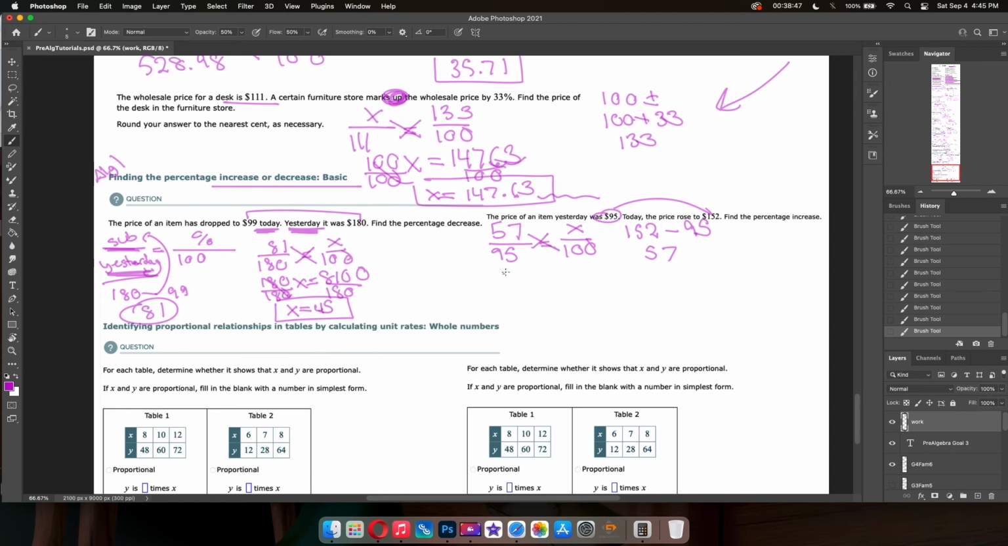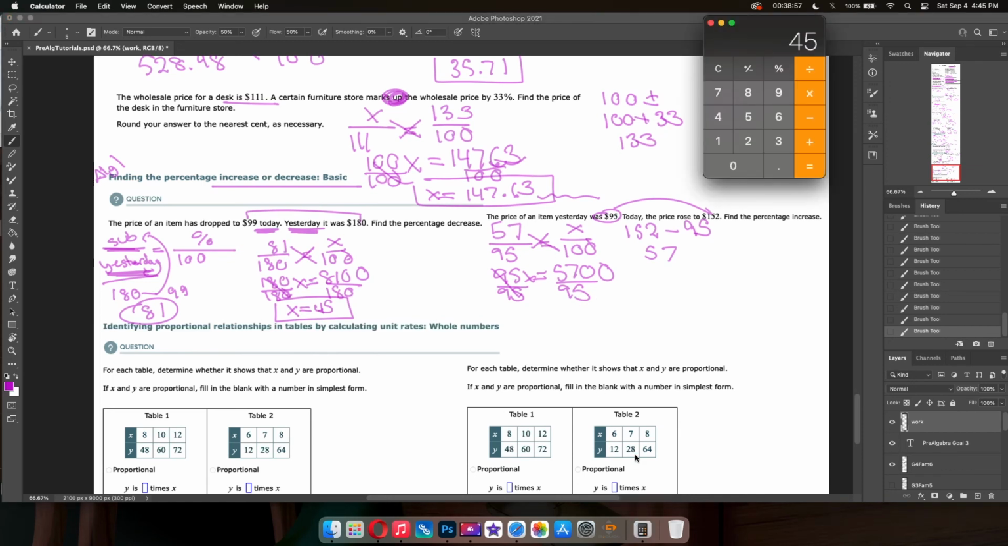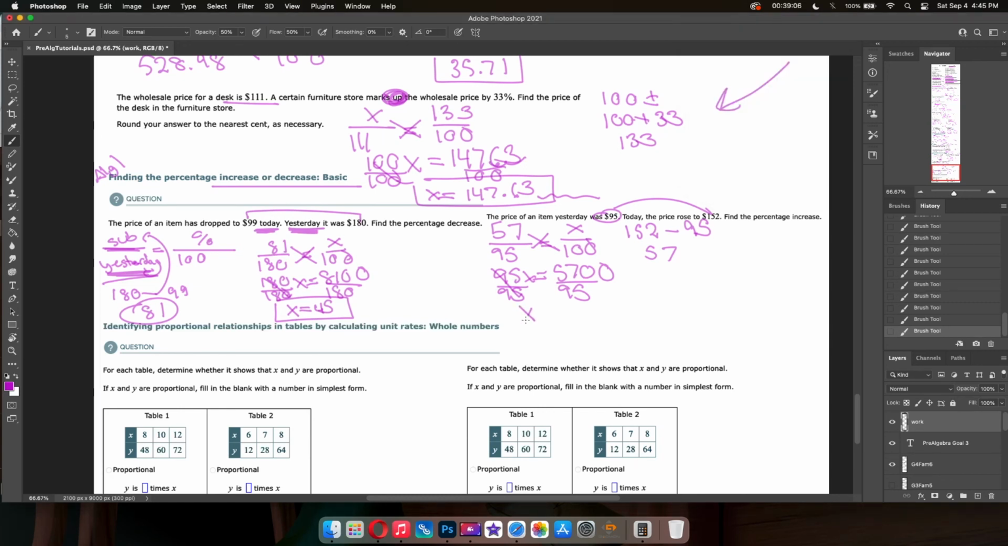Cross multiply, 95x equals 5700. Divide by 95, divide by 95, and I'm not going to do that in my head. 5700 divided by 95, enter. So for this, x is going to equal a 60% increase. I forgot to write the percent. Silly Ms. Dubois. All right, so that's how that topic is done.